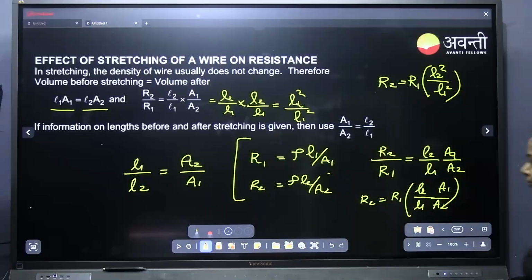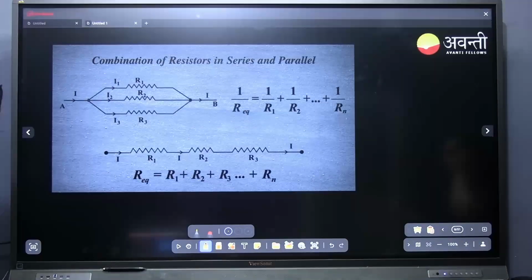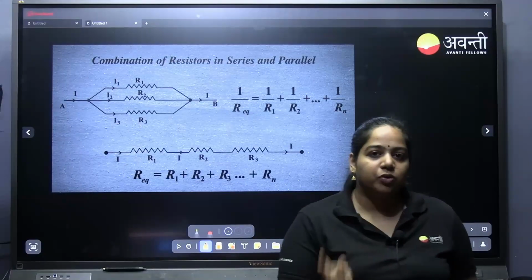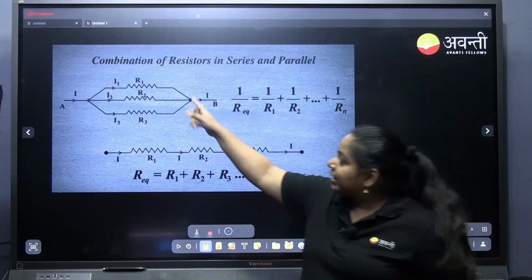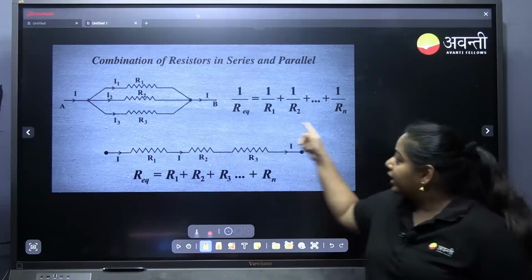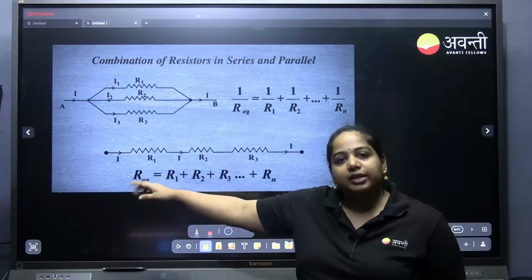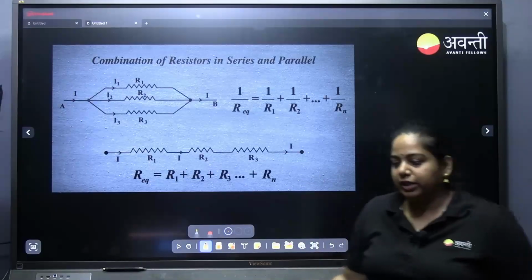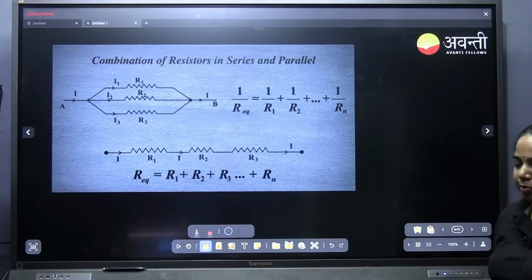Then let's move on. Next is combination of resistors. I don't want to explain this because you already know this. If it is connected in parallel, we have to add the reciprocal. If connected in series, we will directly add. So I don't think you need much more explanation in this. Can we move on?